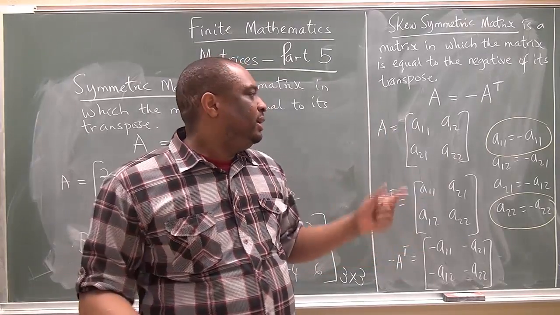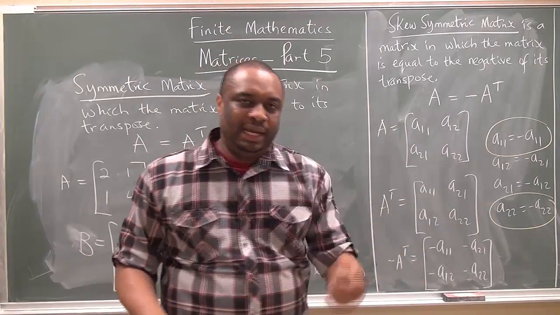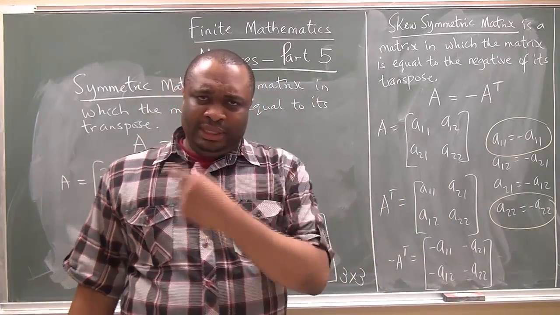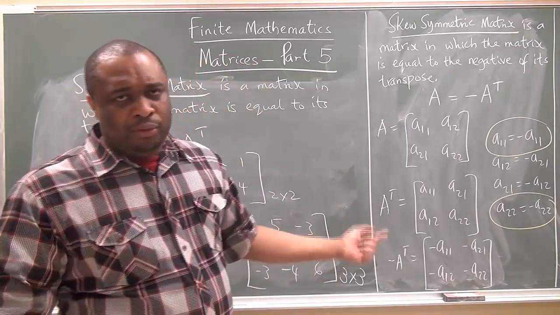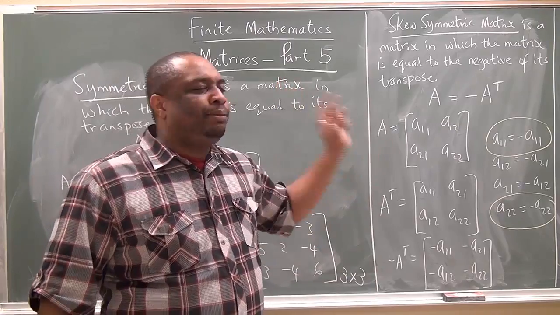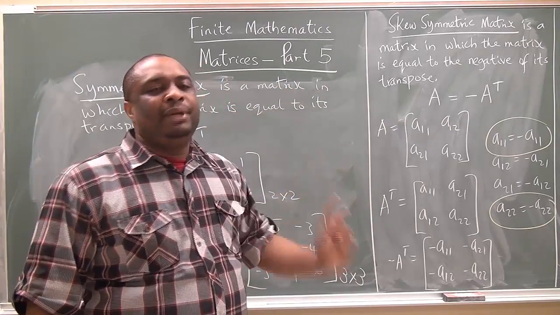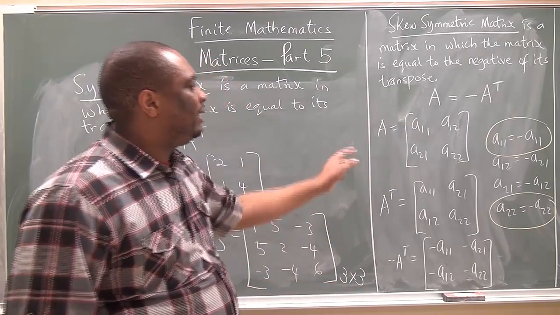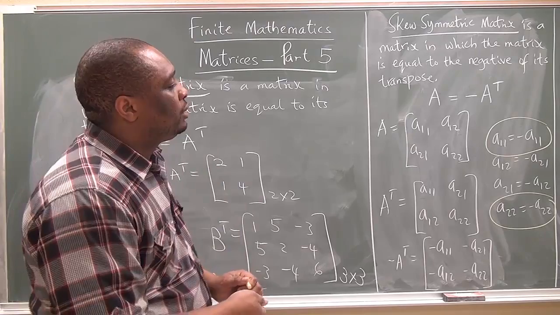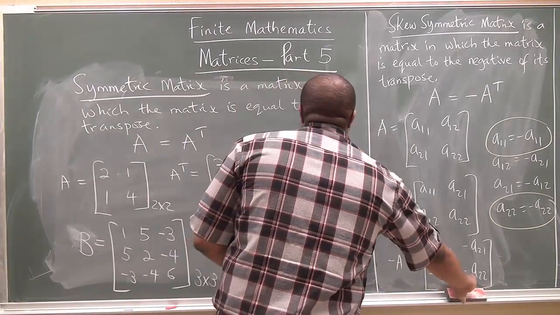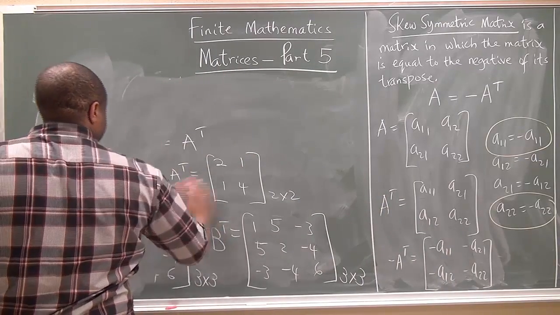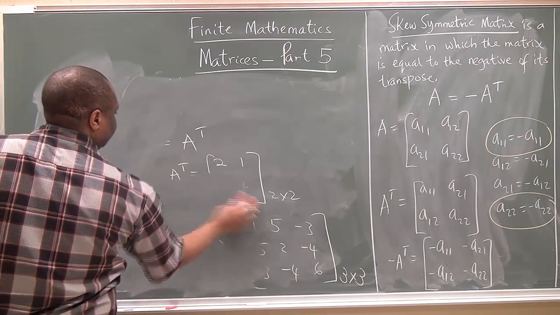It can't be any other number. If you put one, one is not equal to negative one. That would be a contradiction. If you put two, two is not equal to negative two. That would be a contradiction. So the only number that will satisfy the principal diagonal elements for a skew symmetric matrix is zero. Now the rest you can do that and it will work. So let us go ahead and give examples of a skew symmetric matrix. Then we can now solve problems. You can now solve some questions.